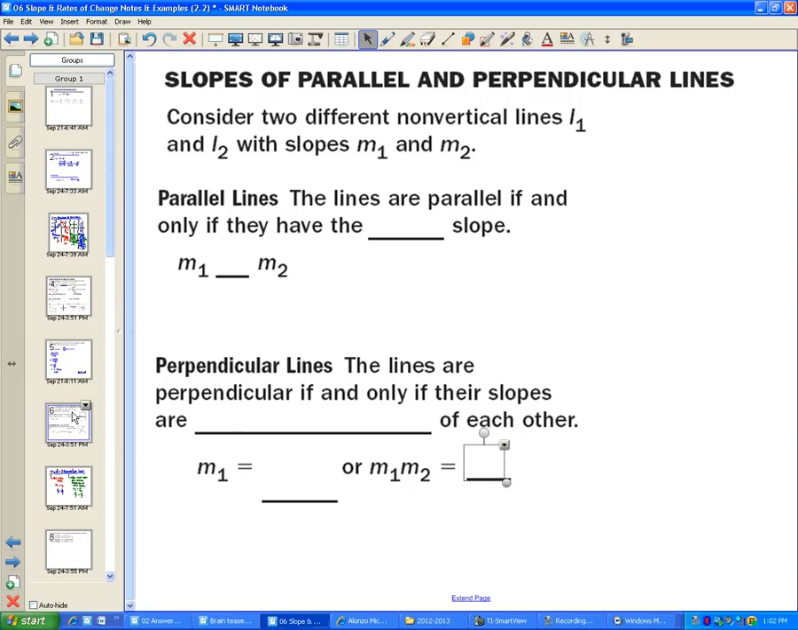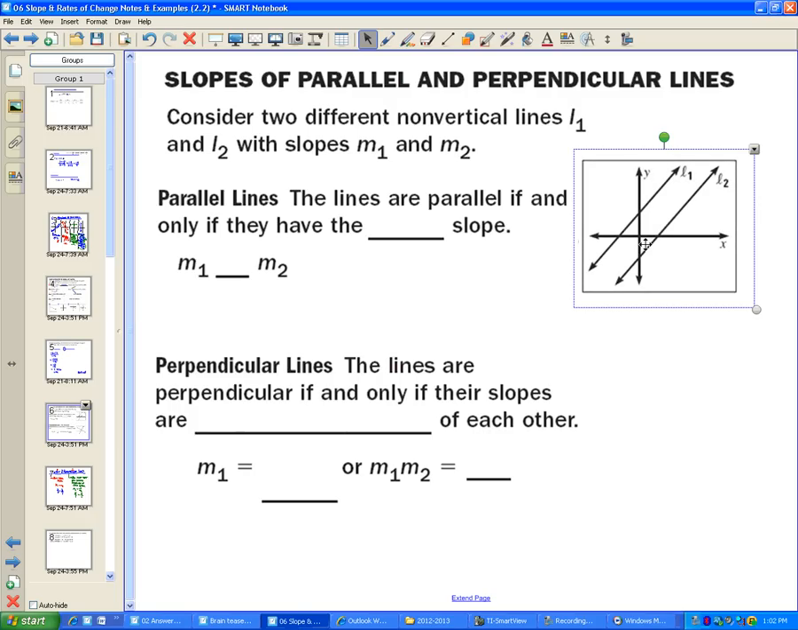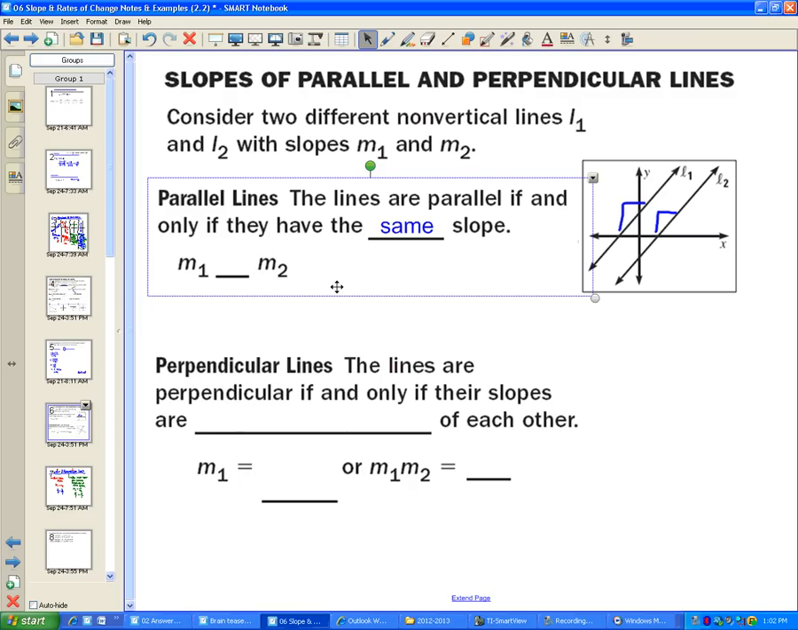Slopes of parallel and perpendicular lines. Consider 2 different non-vertical lines, L1 and L2, with slopes M1 and M2. Parallel lines: the lines are parallel if and only if they have the blank slope. Well, here are parallel lines. Remember, the most basic way I can talk about slope is rise over run. If they're parallel, the rise is going to be the same and the run is going to be the same. So they have to have the same slope. The slope of the first line and the slope of the second line have to be equal.